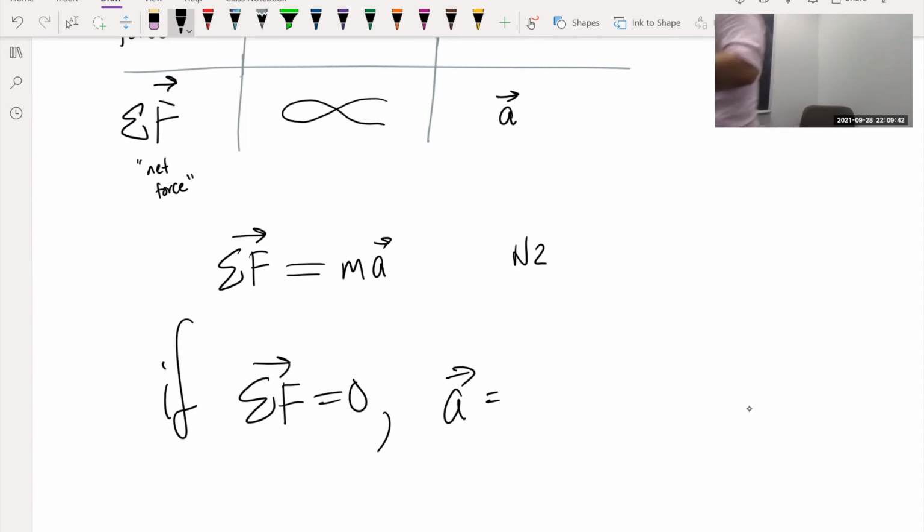If, according to the second law, the sum of the forces is 0, what can you tell me about the acceleration? 0. Congratulations, that's Newton's first law. We just don't say it that way. But that's all it is.